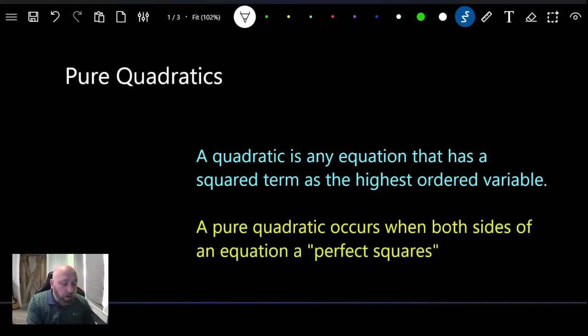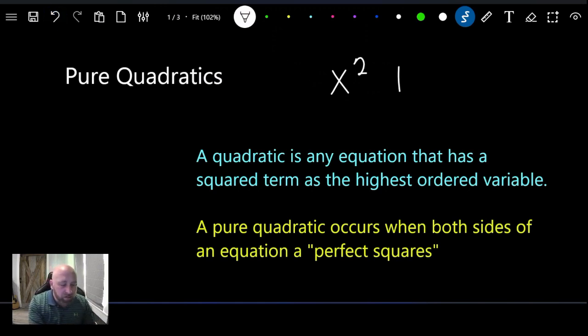All right, so a quadratic is any equation that has a squared term. What's a squared term? That's like x squared. And as long as that's the highest ordered variable, so in other words, it's not like x cubed plus x squared, this would not be a quadratic because the highest term has to be the x squared.